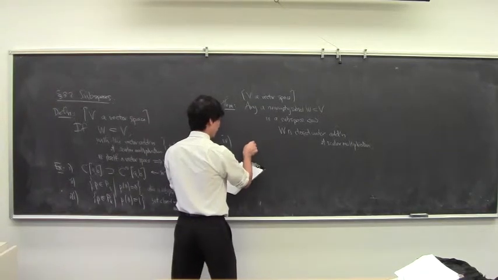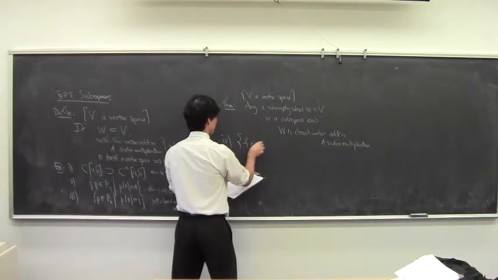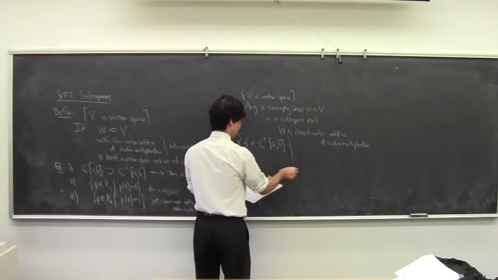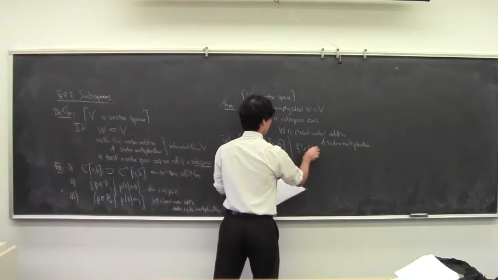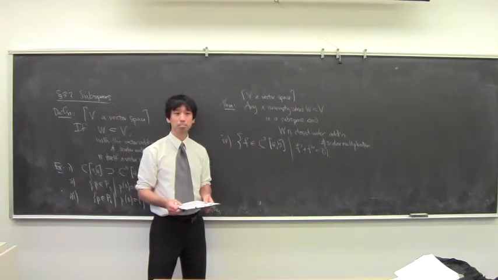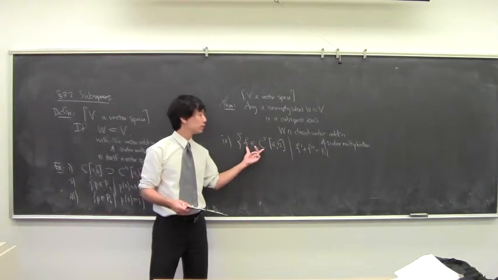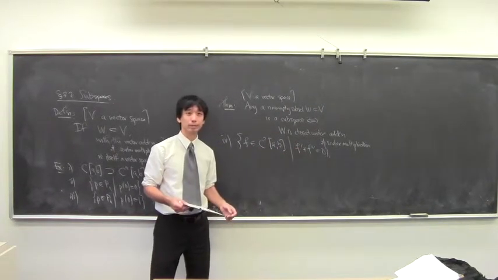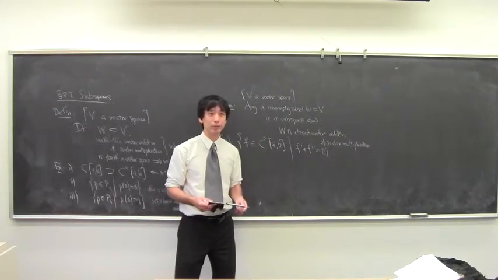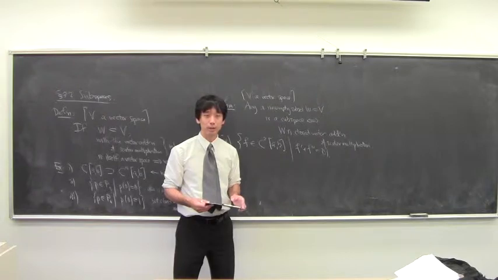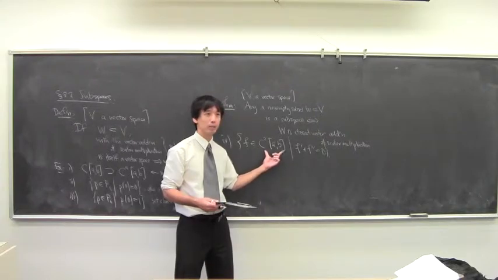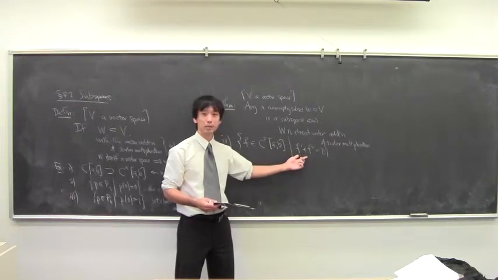If I said, let's look at the twice differentiable functions on AB where f prime and f double prime sum to 0. Is that a subspace? You're looking at twice differentiable functions that satisfy this differential equation. Okay. The derivative plus the second derivative is 0. Is that a subspace? Well, if you take two functions in this space and you add them together, do they still stay in the space?